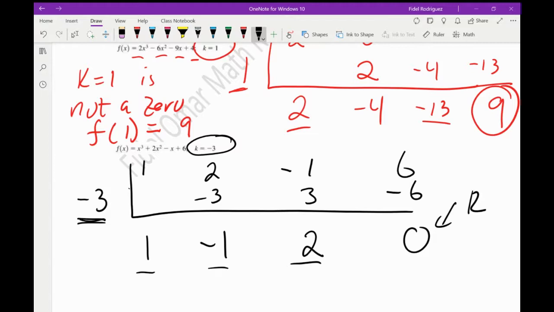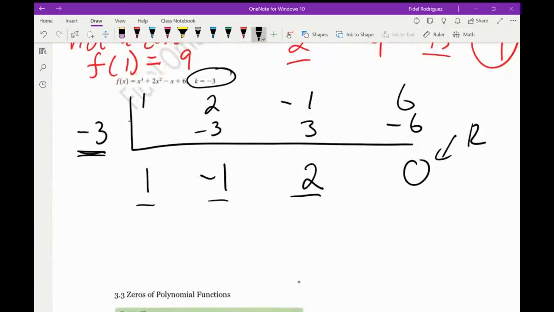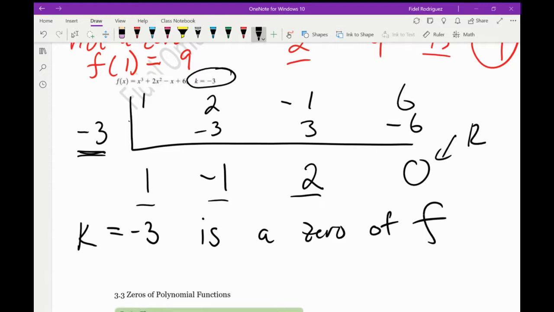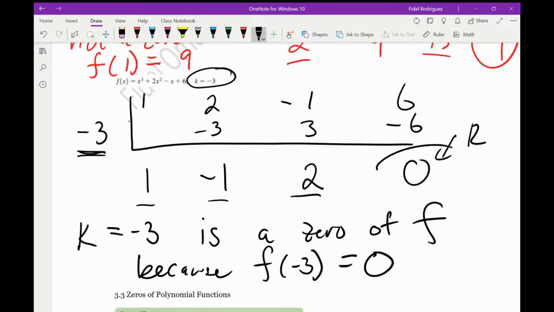Remember, this is my remainder. So what I'm going to say here is k equals -3 is a 0 of the function f, because f of -3 is equal to 0, right? My remainder happened to be 0. Okay. So anyway, that's 3.1 and 3.2. We were actually able to get through both of them tonight.